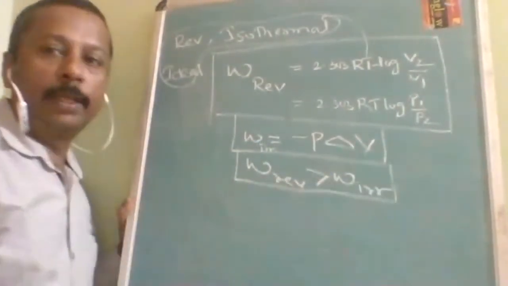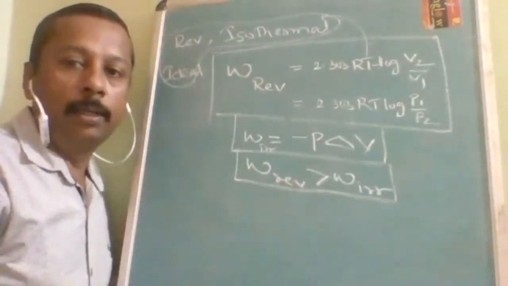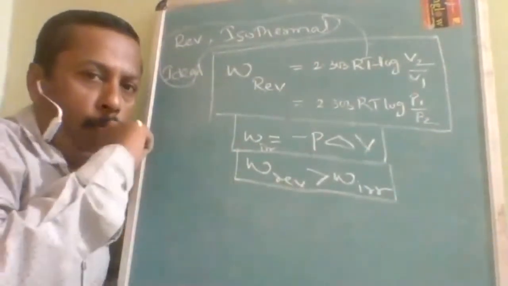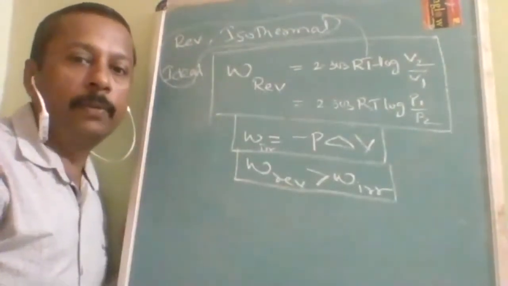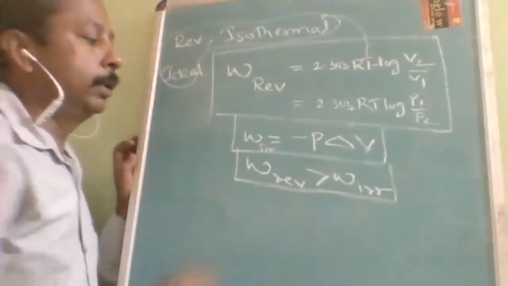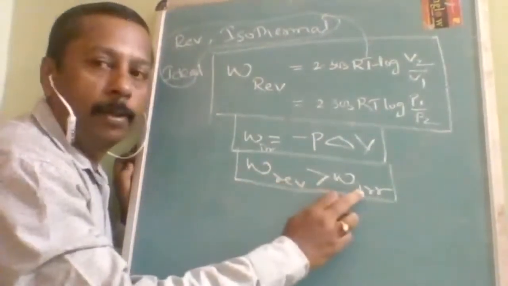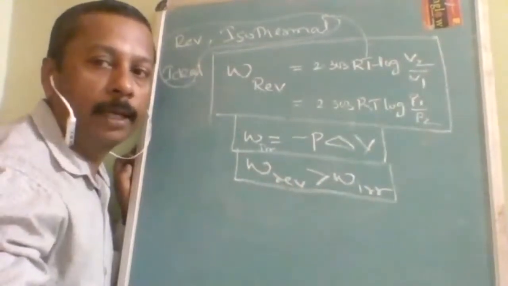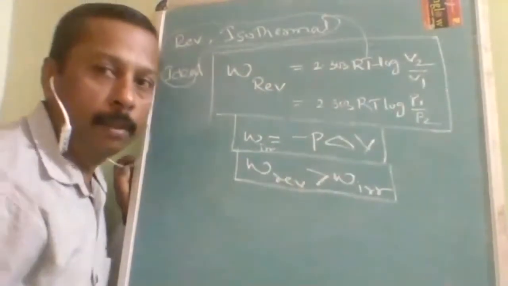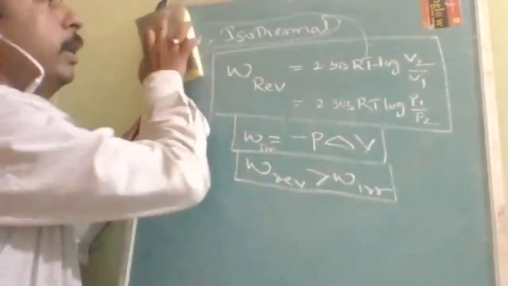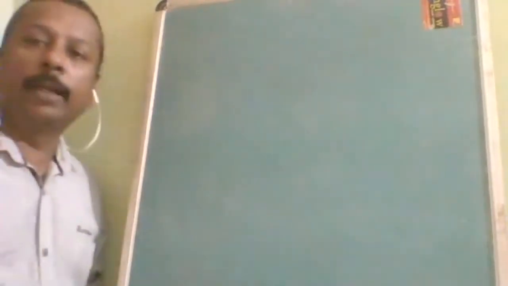Reversible means it should be carried out infinitesimally slowly. If it is carried out in a sudden step, then it is called an irreversible process. Is it understood? So this is about the first law of thermodynamics when it is applied to chemical equations. Now all of you write a question.